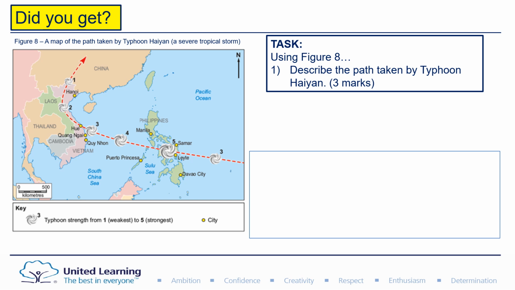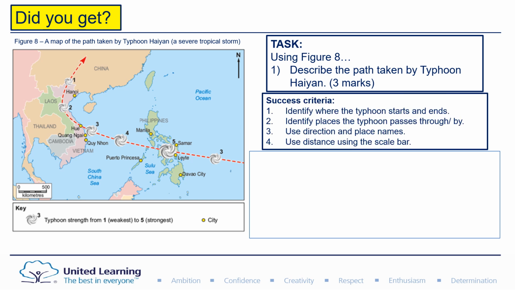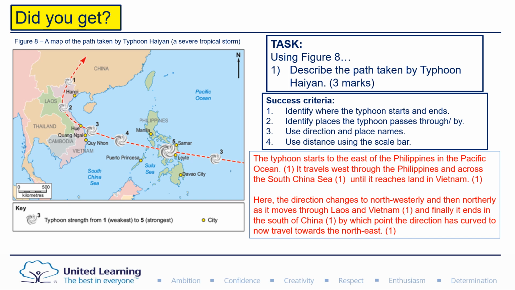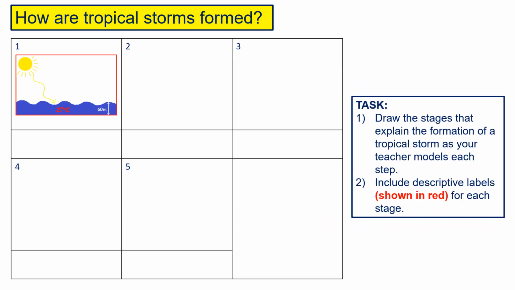Brilliant. So, well done on that. Here's the answer, what you should have got. The typhoon starts to the east of the Philippines in the Pacific Ocean, it travels west through the Philippines and across the South China Sea until it reaches Vietnam. Alternatively, you could have said the direction changes northwesterly and then northerly as it moves through Laos and Vietnam and finally ends in the south of China, by which point the direction has curved to now travel towards the northeast.